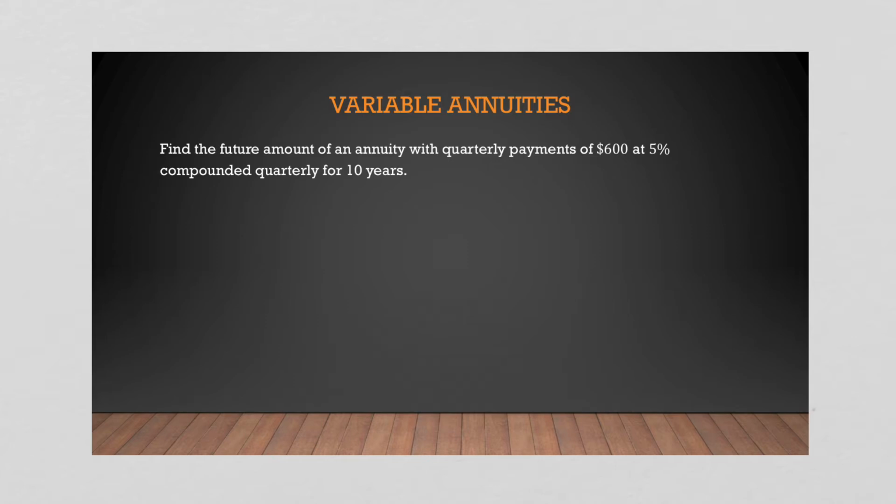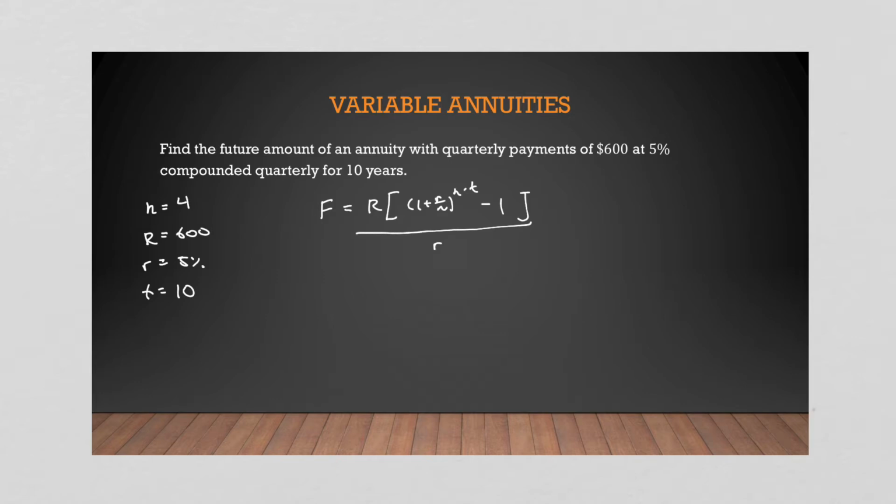Okay, so n is still 4. My recurring payment, quarterly payments, is 600. My interest rate is 5%, and my time is 10 years. So what we're looking at is F is equal to R times the bracket of (1 plus r over n) to the n times t, minus 1, all over r over n.